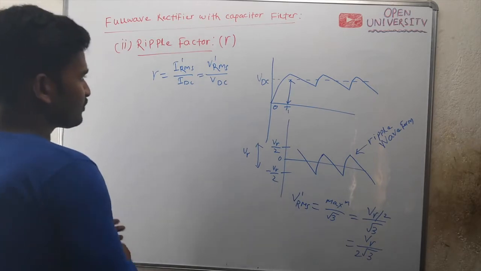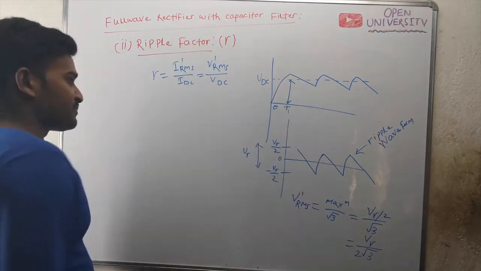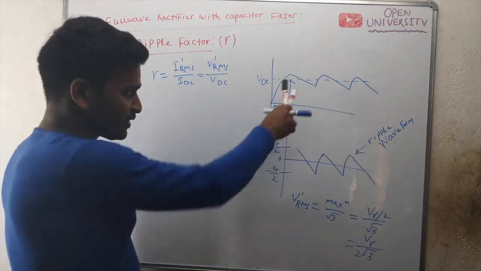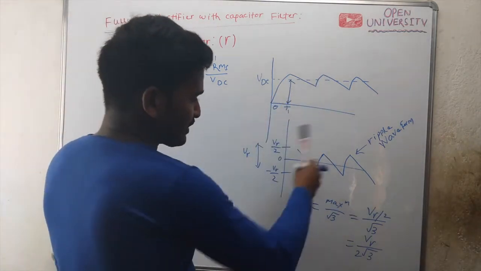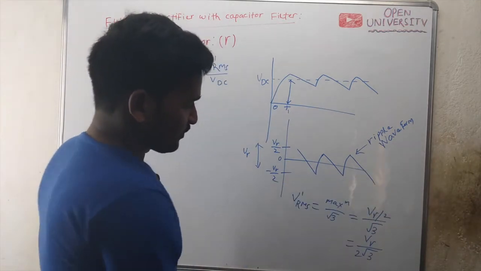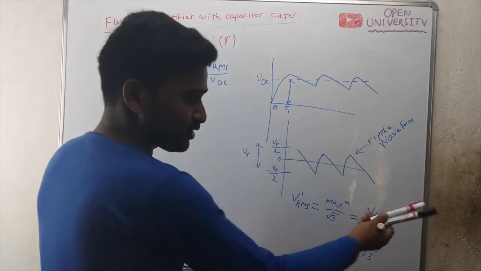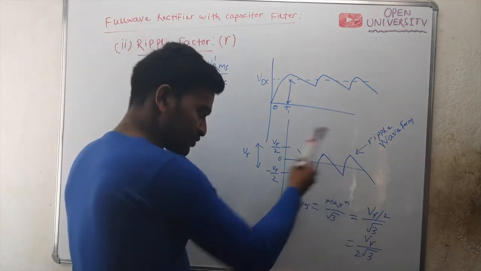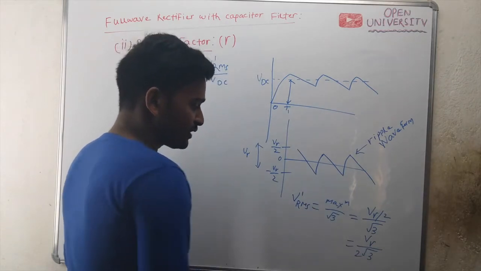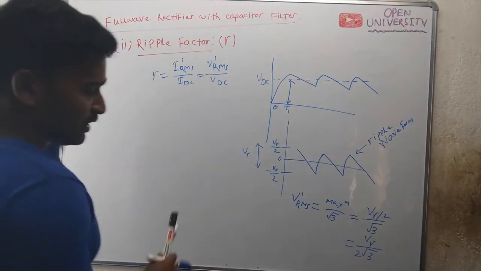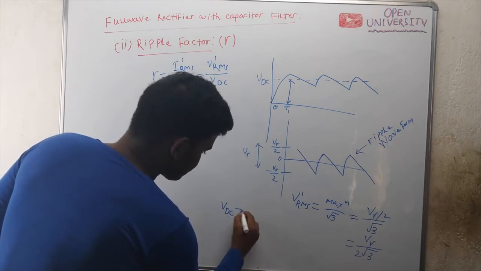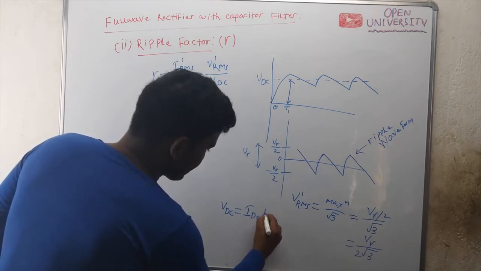My interest is to find out how much AC component is present in the output waveform. This is your output waveform, which is a combination of AC component and DC component, and this is the AC component, which is also known as ripple waveform. Ripple means how much AC component is present. So this is your ripple waveform, and the RMS value of the ripple waveform is nothing but VR by 2 root 3. So if I substitute here, I require one more thing, that is VDC. What is VDC? You can say VDC equals IDC into RL.